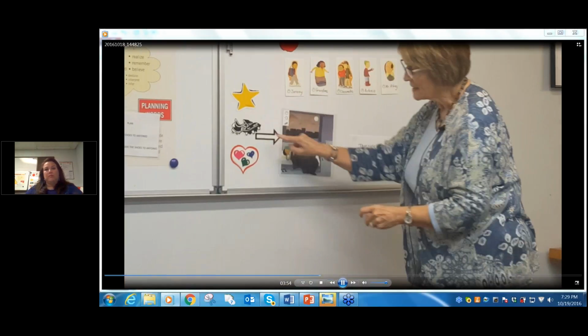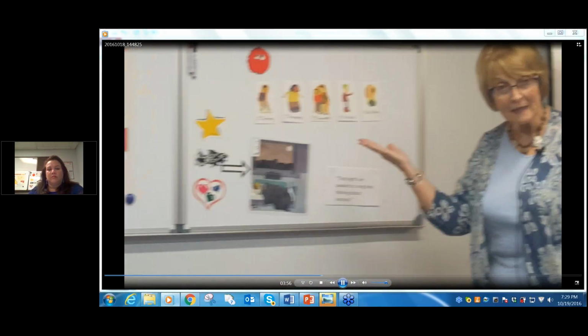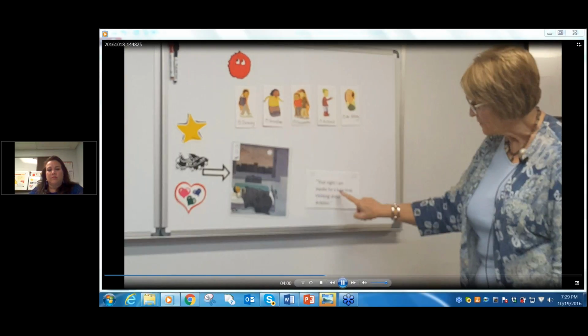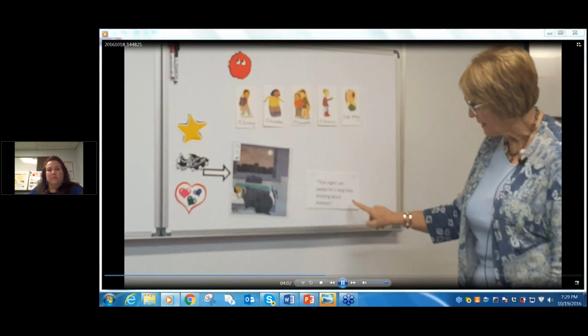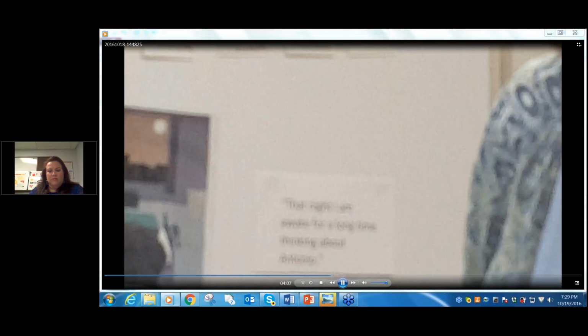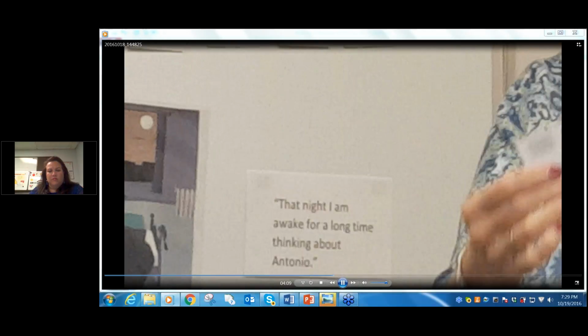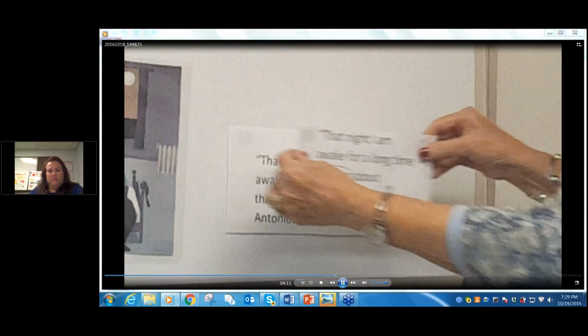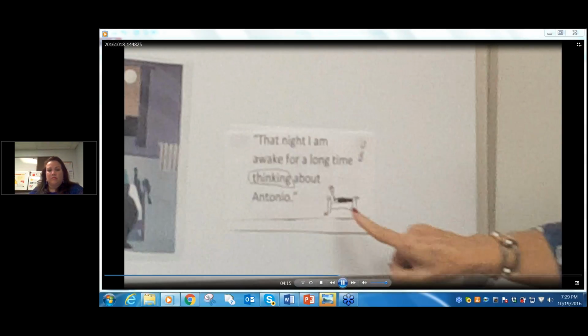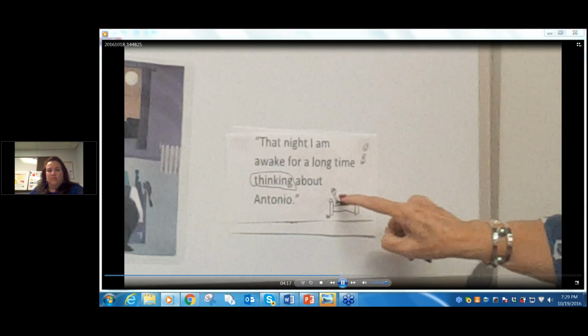This is the kickoff for him. He had to make a decision. And look what we have. We took some of the text right out of the book. And I asked you to circle the word thinking. And this is just a sample of one of yours where Jerry circled the word thinking. And he also drew a little picture of Antonio with the thought bubble there, thinking.